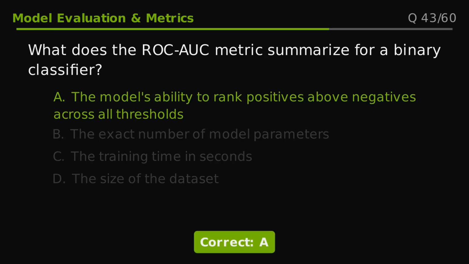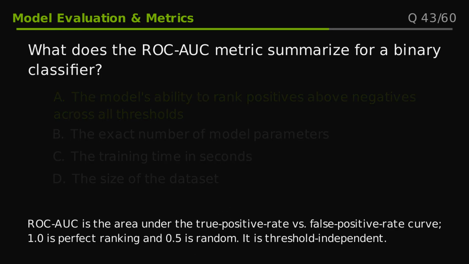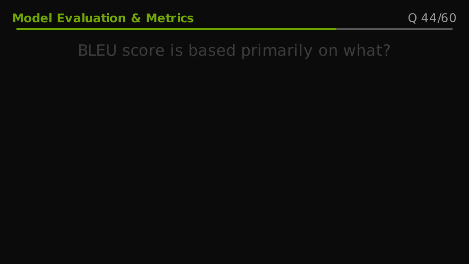The correct answer is A. AUC is the area under the true positive rate versus false positive rate curve. 1 is perfect ranking and 0.5 is random. It is threshold independent.